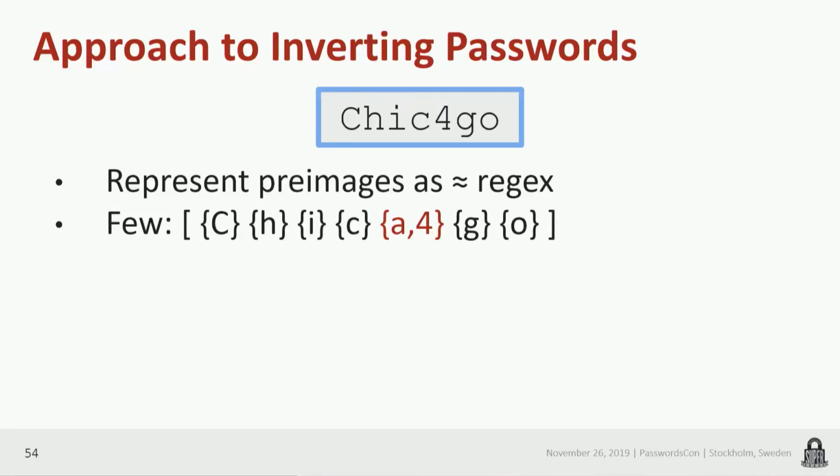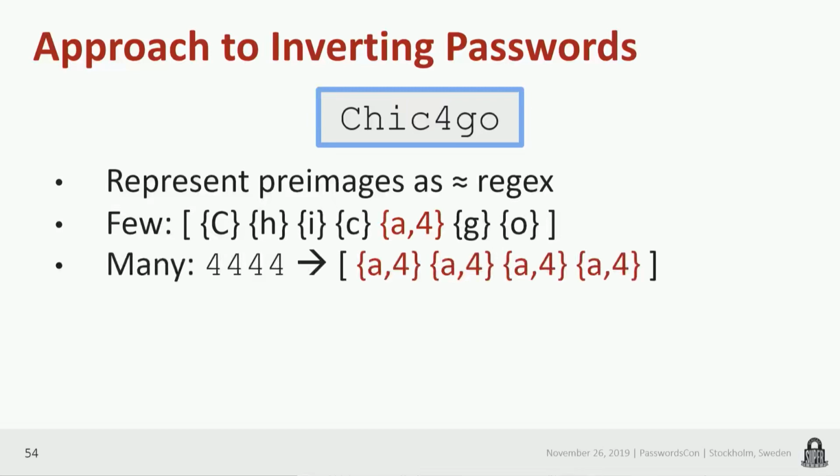Of course, it's not that easy, because sometimes you get passwords like 4444 as your password of interest. Each character could have started off as an A or a 4, so there's 2 to the 4. If your password composition policy requires at least 15, that's 2 to the 15, so now we're actually talking about real numbers. Looking things up in a hash table maybe is not going to work.